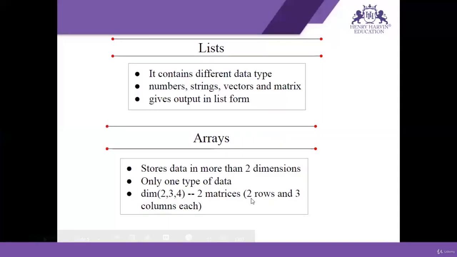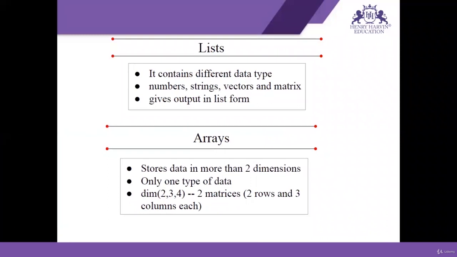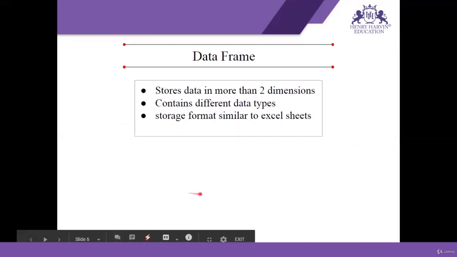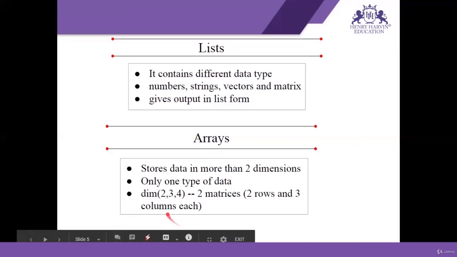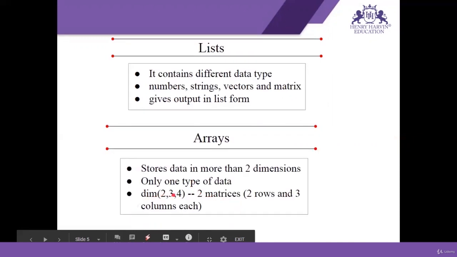Next is array. So what are arrays? Arrays store the data in more than two dimensions. So what we are adding to our matrix form, like matrix was only one data type but of two dimensions, rows and columns. Here we are giving three dimensions to it. Like if we are giving 2, 3 and 4, what it means is it will give you four matrices with 2 rows and 3 columns each.